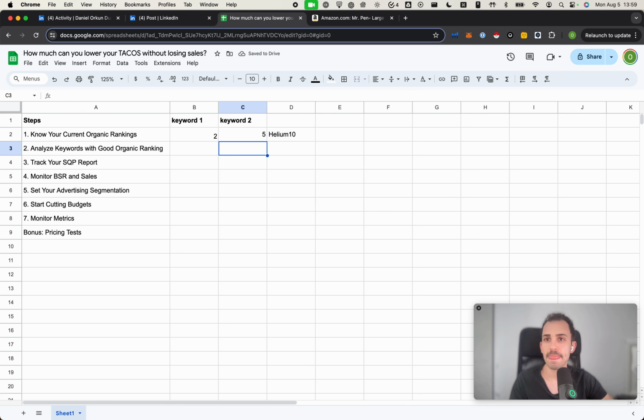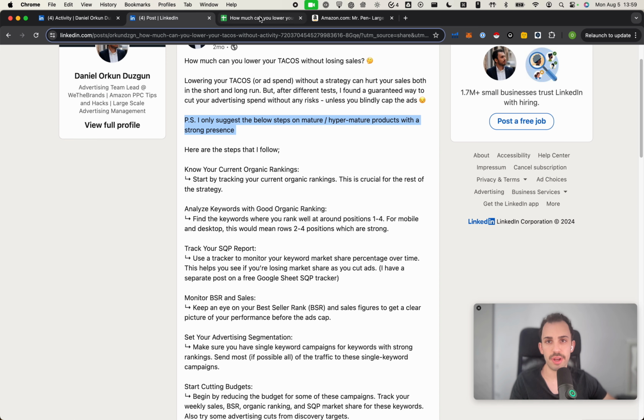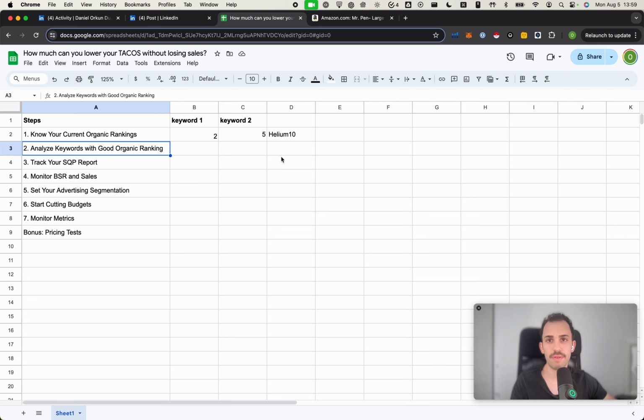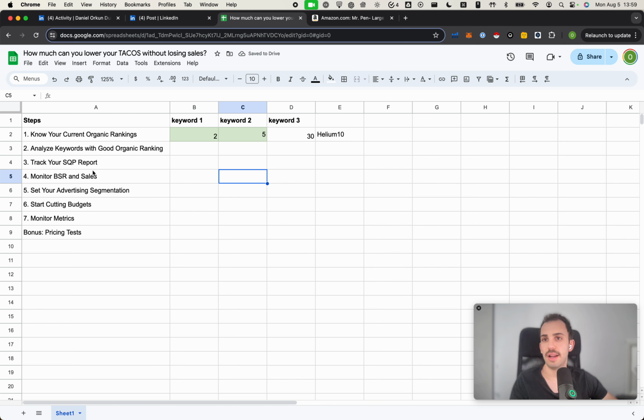And going with the second step: analyze keywords with good organic ranking. This also goes hand in hand. So you already know a lot of keywords. Maybe there's a third keyword that is ranking around, let's say, 50, 40 or 30, it doesn't really matter. For example, this keyword is not a good fit for our strategy. Those other ones are actually a good fit for our strategy. You will understand why. We want to analyze the keywords with a good organic ranking.